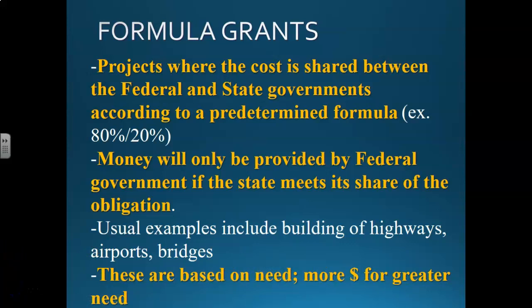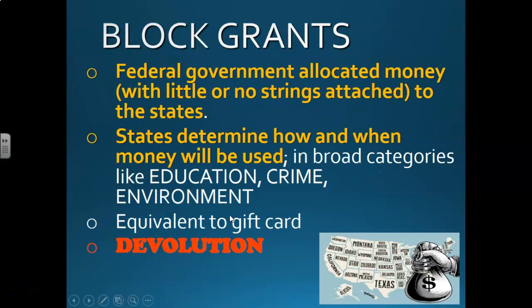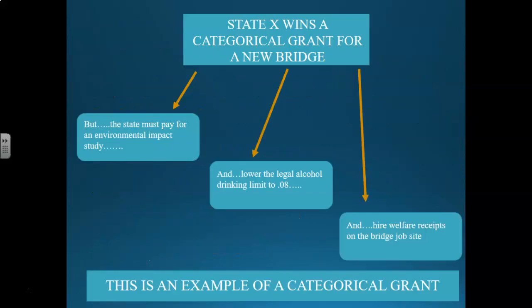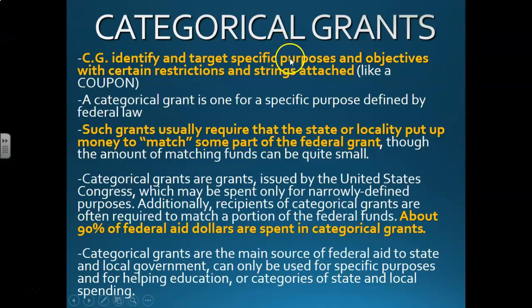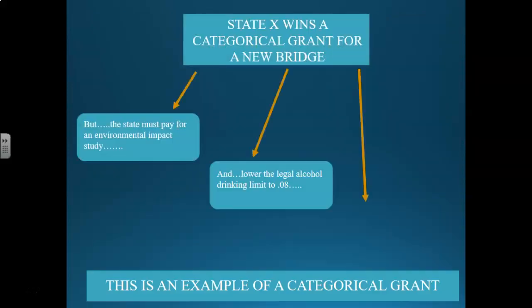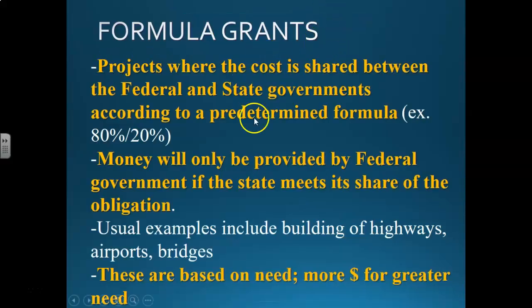And then the third kind of grant is a block grant. Now the first two are liberal because they both empower the federal government. The federal government comes up with the specific purpose and also comes up with the strings attached and the restrictions. So the categorical grant really puts the federal government in power. Same thing with formula grants, because the federal government is writing the formula, and so they can change the formula whenever they need to. And so they have the power.